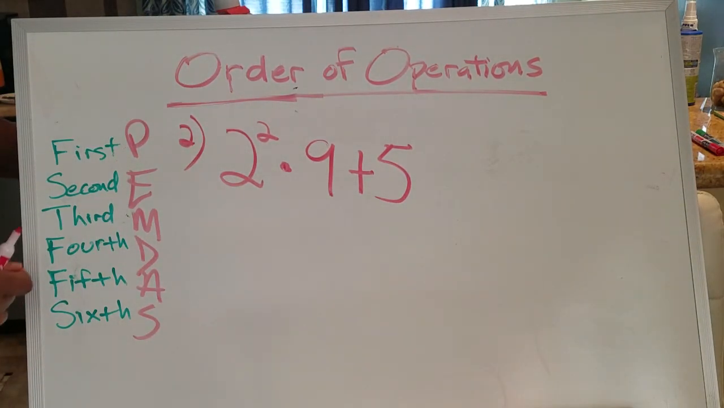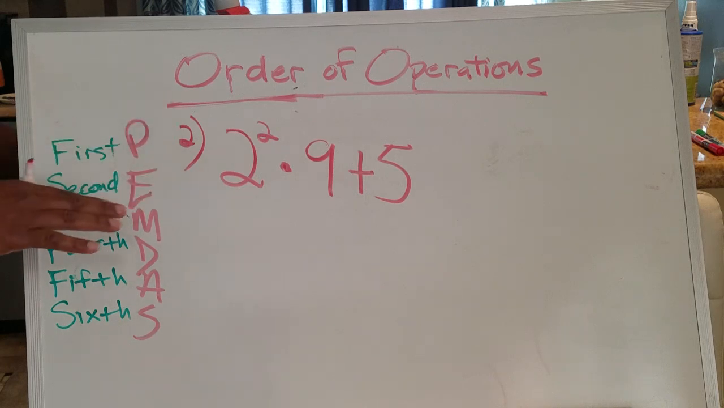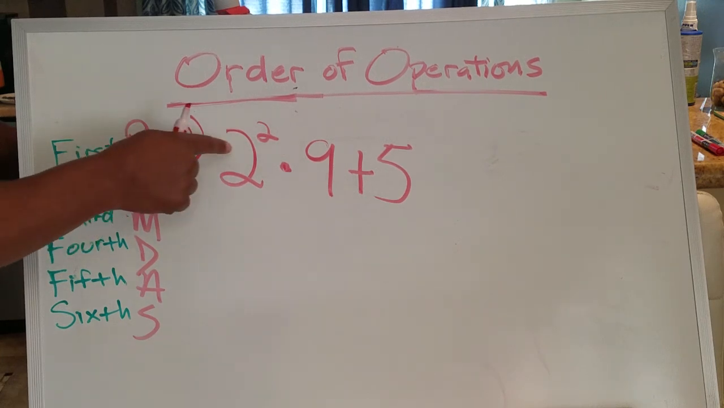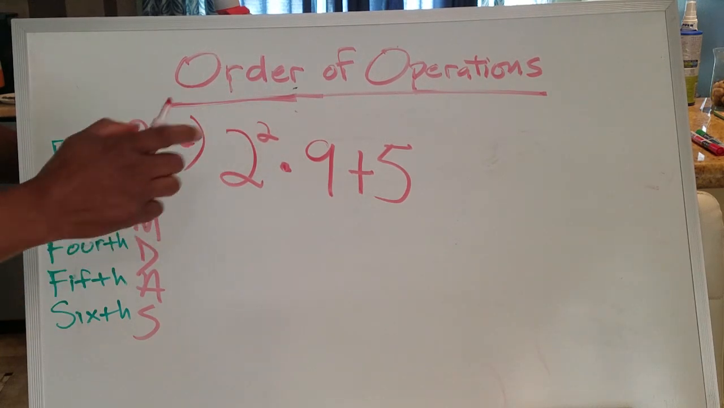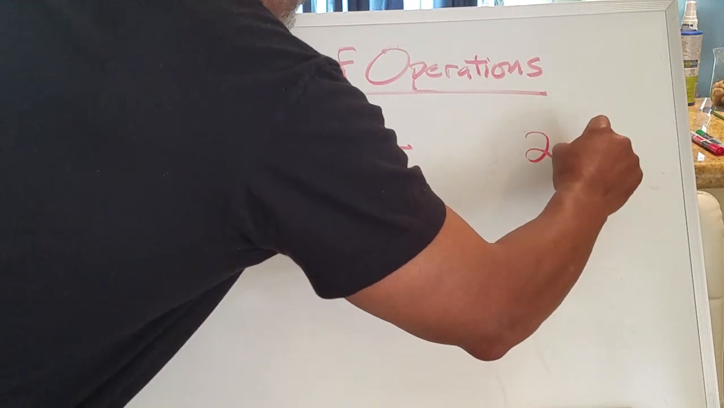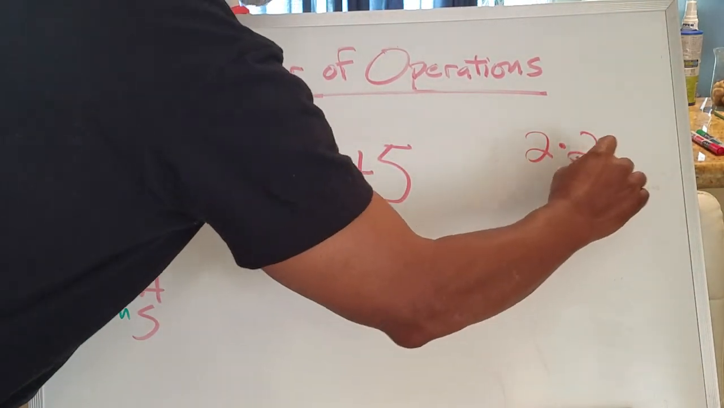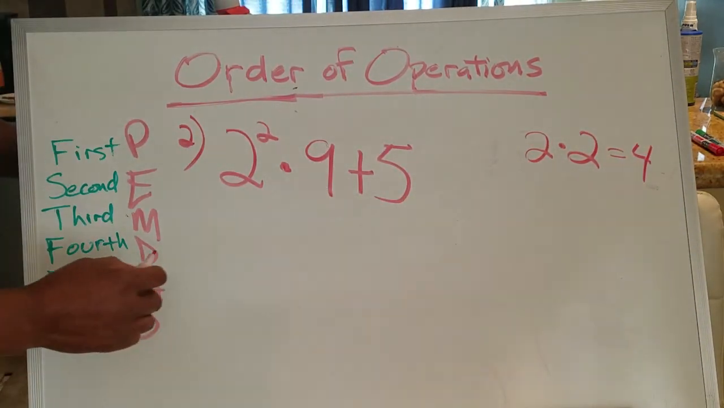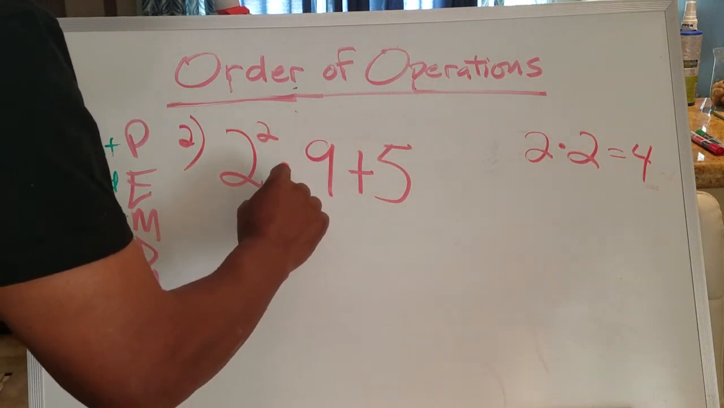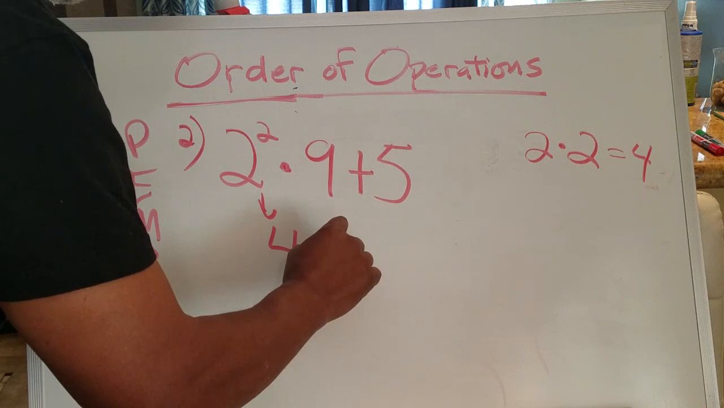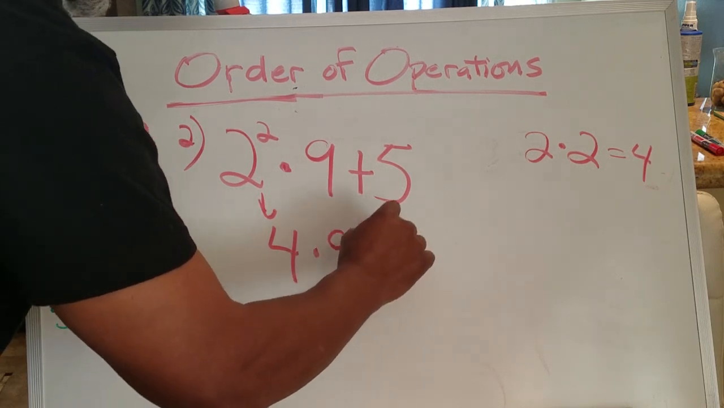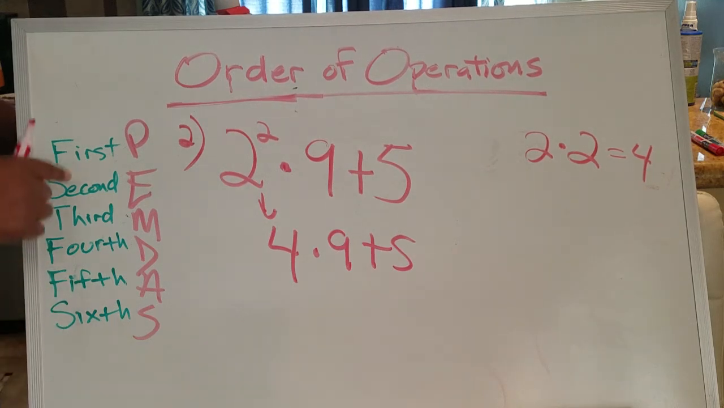So let's go back to our PEMDAS. What's the order? First is parentheses. Is there a parentheses? No, there isn't. So you skip and go to the next one. Next is exponents. Is there an exponent? Yes, there is. 2 to the second power. This means 2 times 2. There are 2 2's. 2 times 2 is 4. So now we'll bring this down. This is now 4 times 9 plus 5.